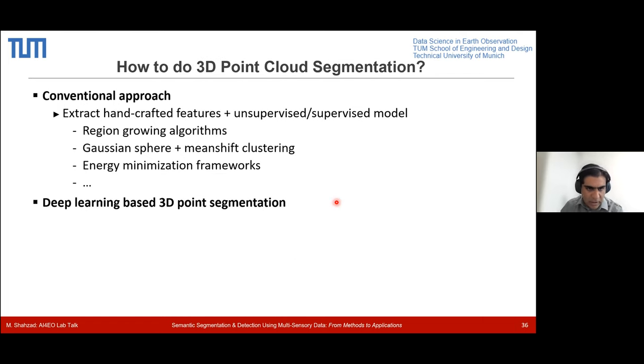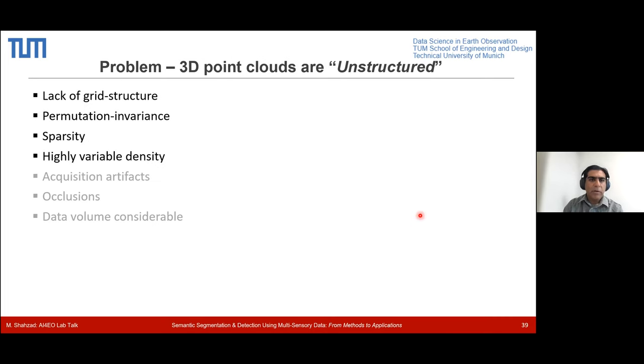What about deep learning based point cloud segmentation? Of course, if I talk about deep learning, in 2017 the first seminal paper actually came, which really did deep learning on unstructured point clouds.